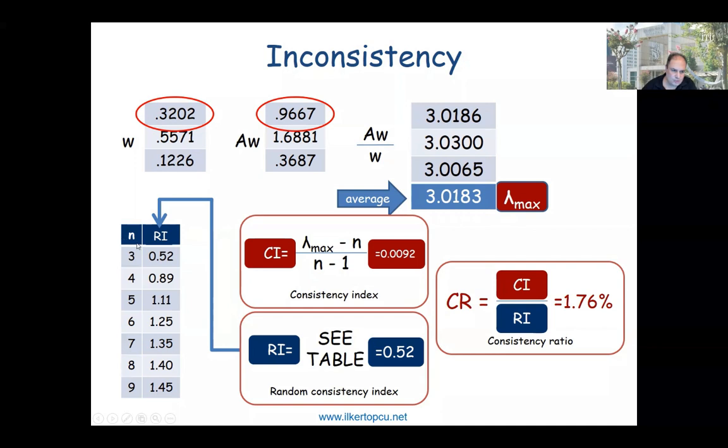And you do not see 2 here because when you have 2 elements, actually you are asking just one question. So there is no chance of having inconsistency. Just one answer will come.